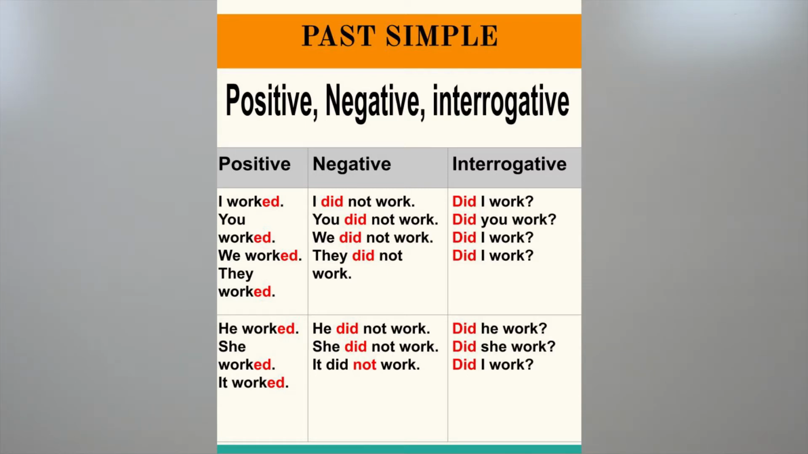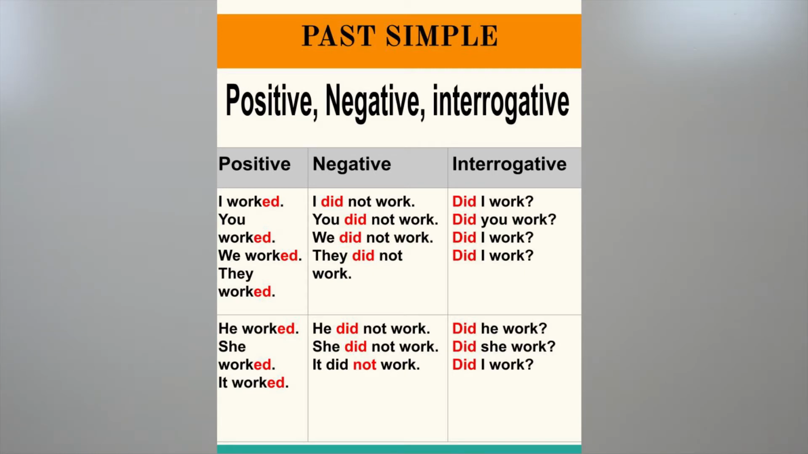In the negative, I did not work, you did not work, we did not work, they did not work, he did not work, she did not work, it did not work. When we're asking a question in the past simple, it sounds like this. Did I work? Did you work? Did we work? Did they work? Did he work? Did she work?